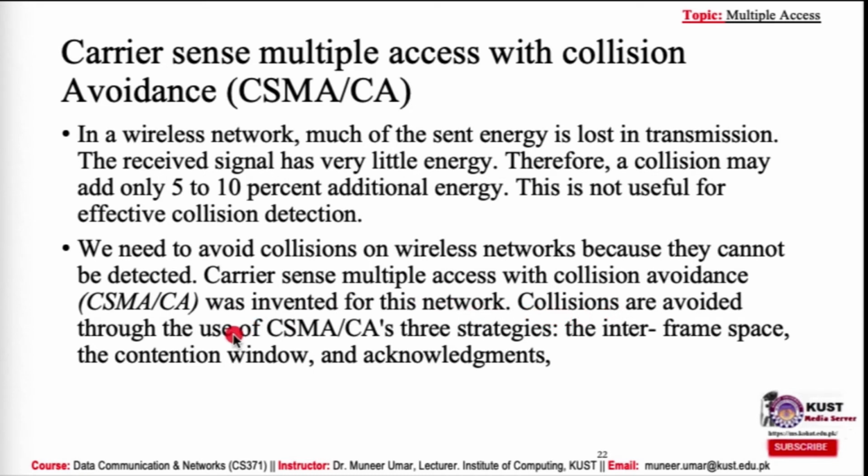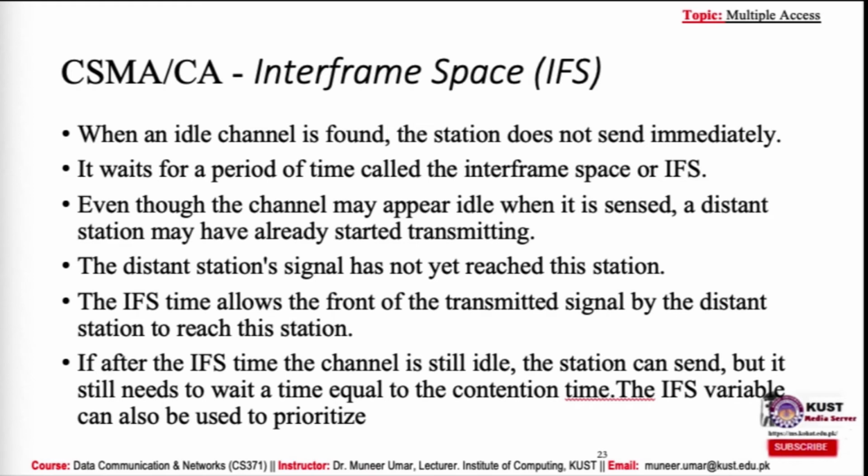Collisions are avoided through the use of CSMA/CA by using three strategies: the interframe space, the contention window, and acknowledgements. So we are looking into these three strategies now. These are used for collision avoidance and particularly target the wireless networks. So the first one is IFS, interframe space. First, collisions are avoided by deferring transmission even if a channel is found idle.